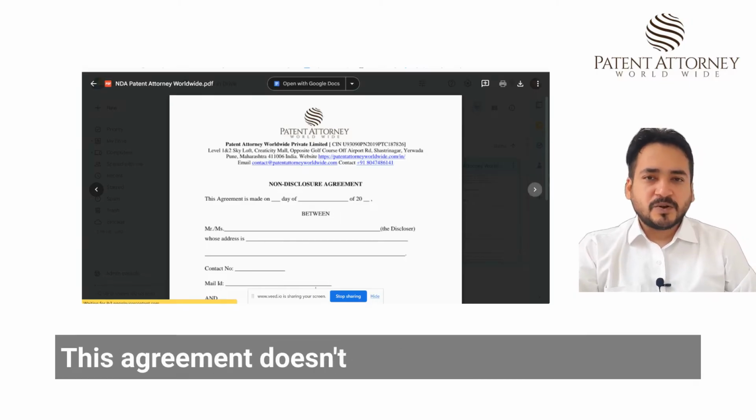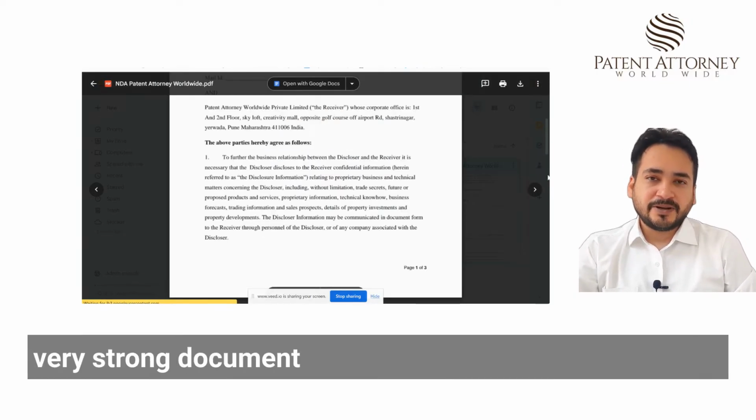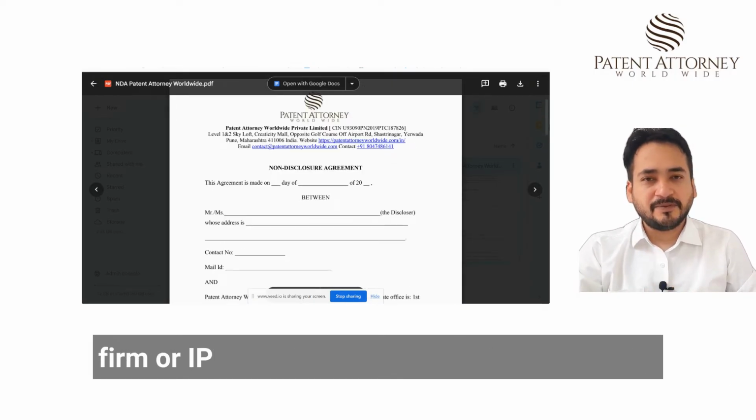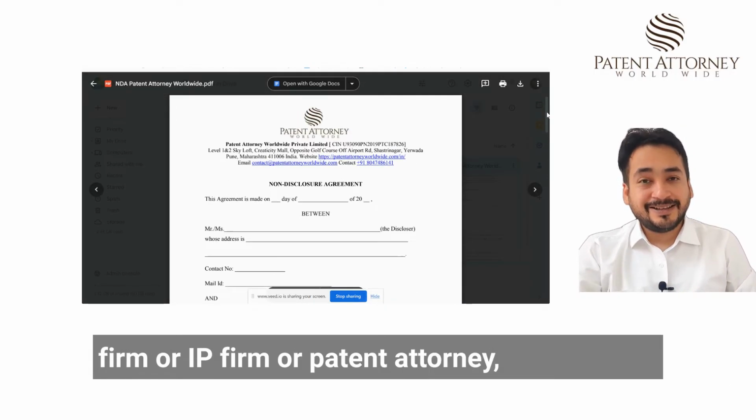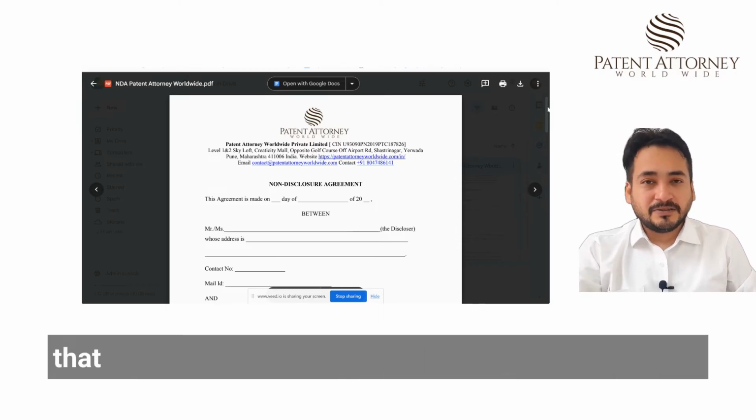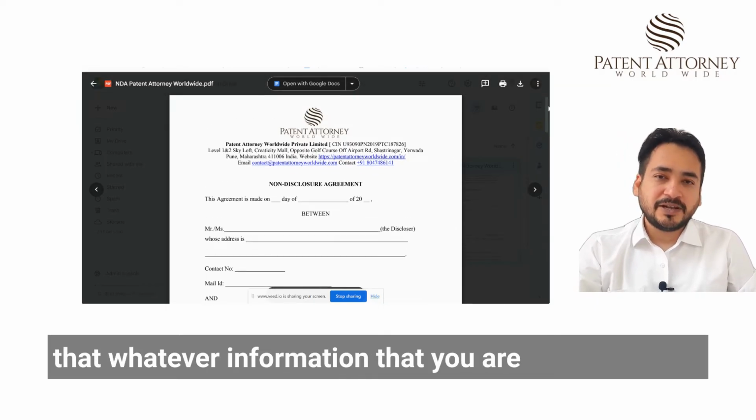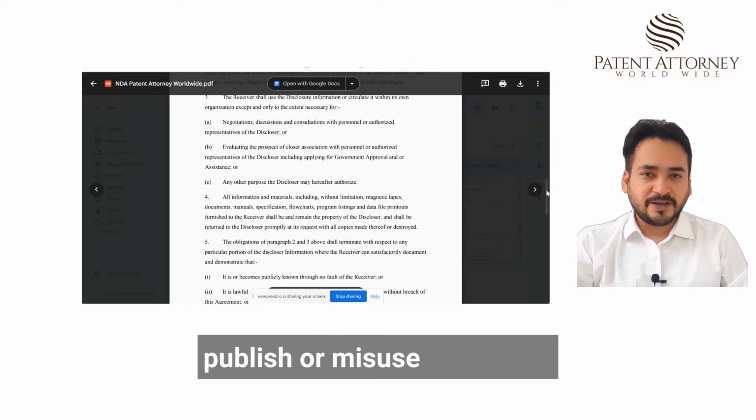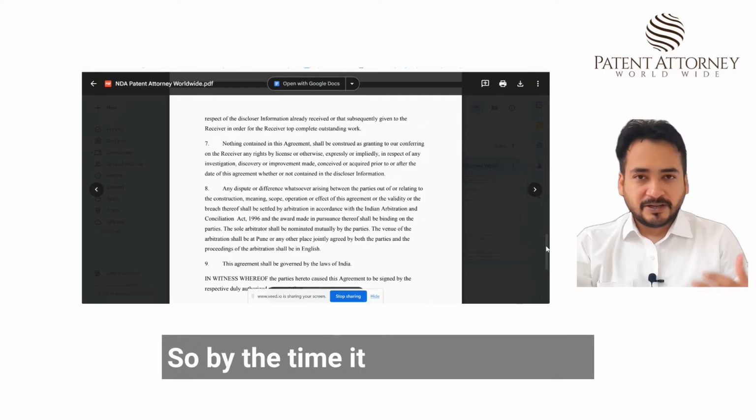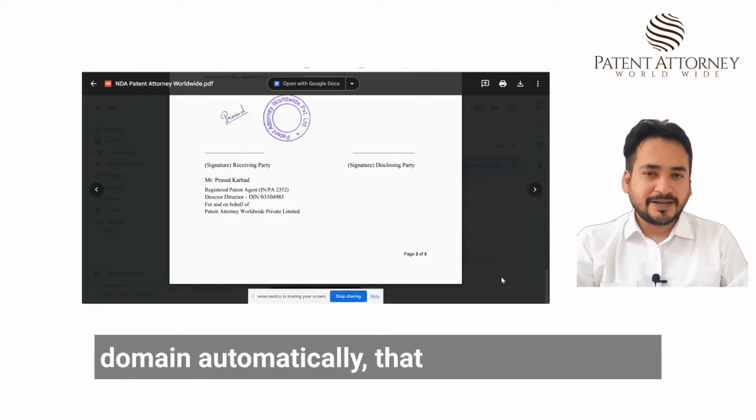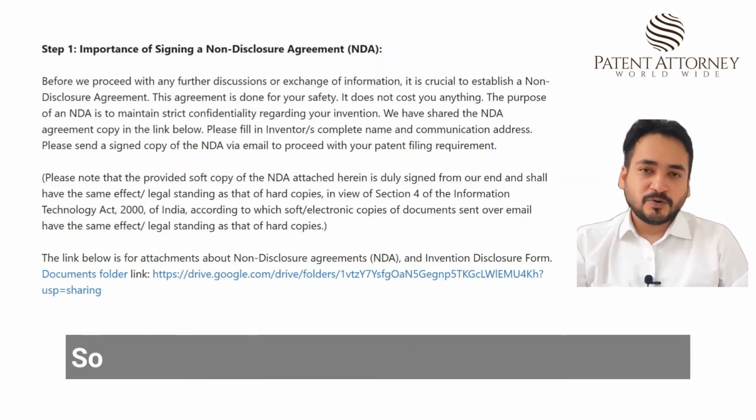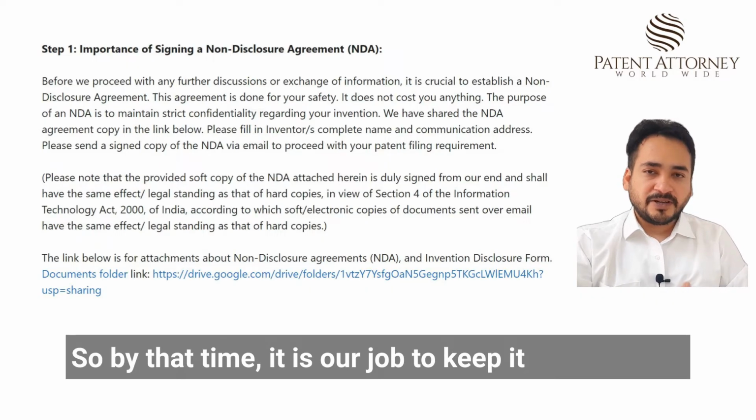This agreement doesn't cost you anything, but it is a very strong document which says that we, as an attorney firm or IP firm or patent attorney, agree to you that whatever information you are telling us, we will keep it confidential and will not publish or misuse it anywhere. By the time it comes into the public domain, that is when we file the patent application and it will be published anyway, it is our job to keep it confidential.